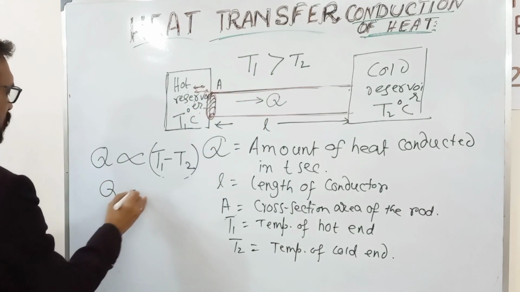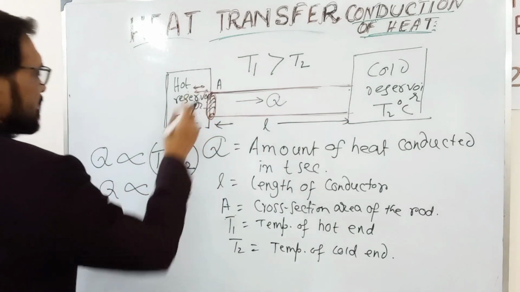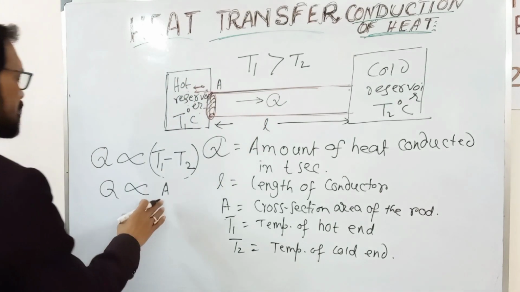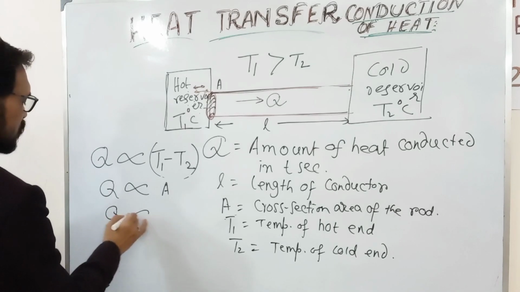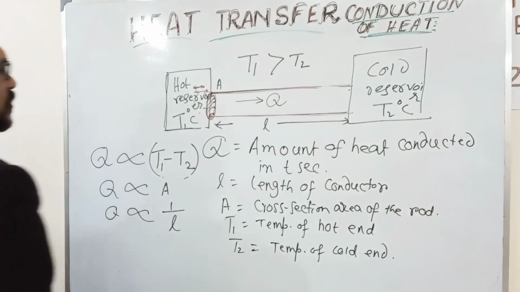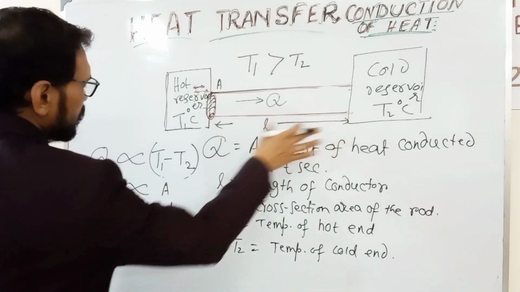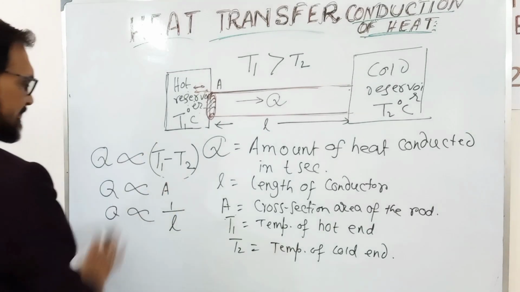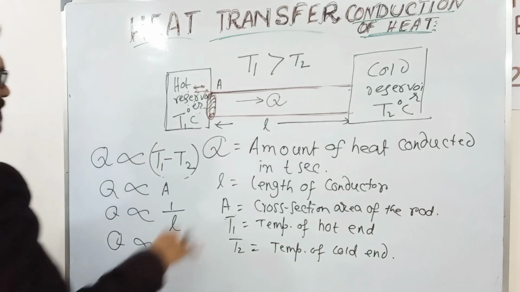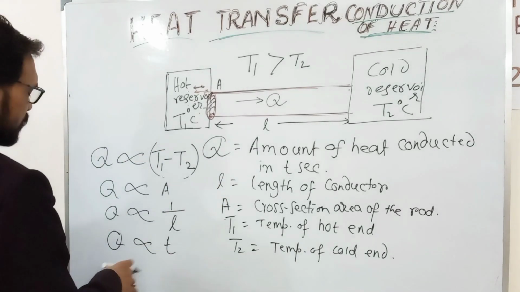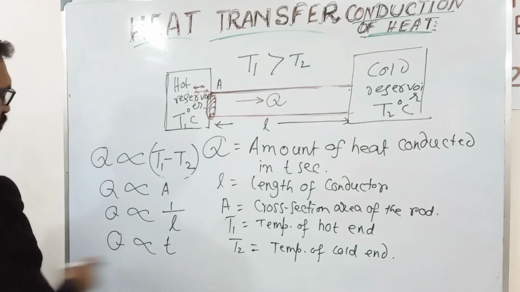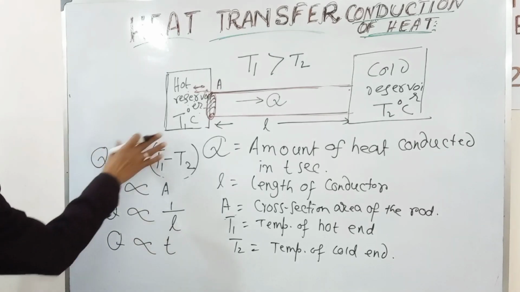Q is proportional to the area. That is, as area is more, the amount of heat conducted is also more. Q is inversely proportional to the length of the conductor. So as length is more, the amount of heat transfer will decrease, and Q is proportional to time. We know if time is more, then the amount of heat conducted is also more. So Q depends on these factors.